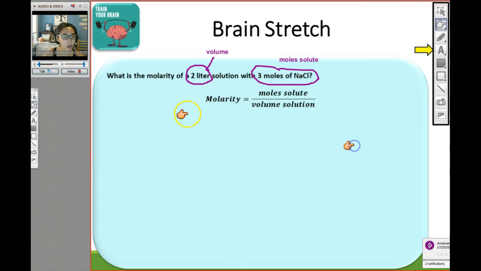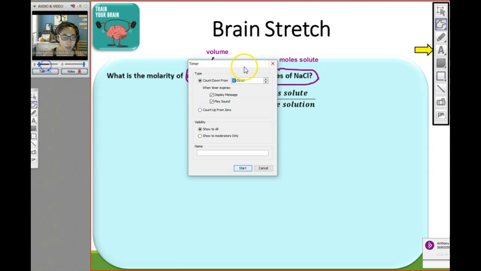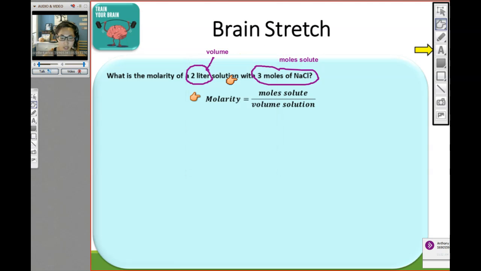Tell me on the whiteboard or in the chat box, what is the molarity of the solution? You take the moles of solute and divide it by the volume of solution, the two things we just annotated and identified. I'll give you 30 seconds. I need answers from everybody, either on the whiteboard or in the chat box. I do need to hear from everybody to let me know that you are here and ready to get started. Putting a timer up on the board. 30 seconds, go.